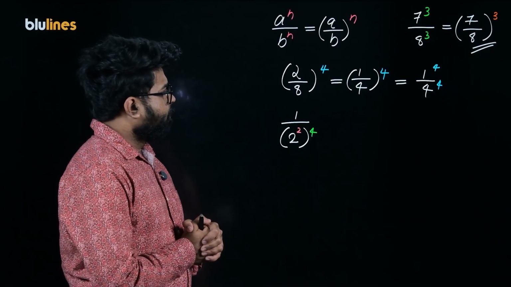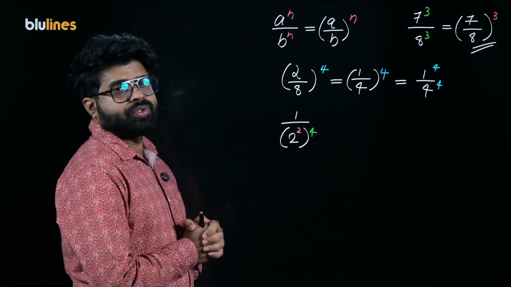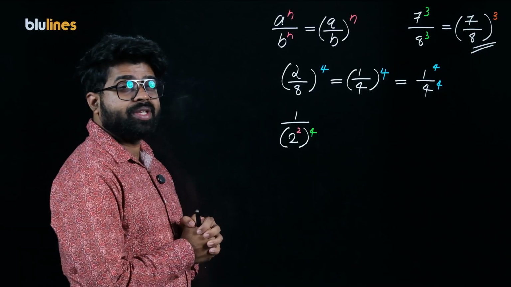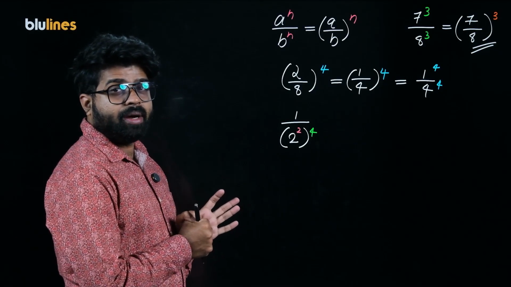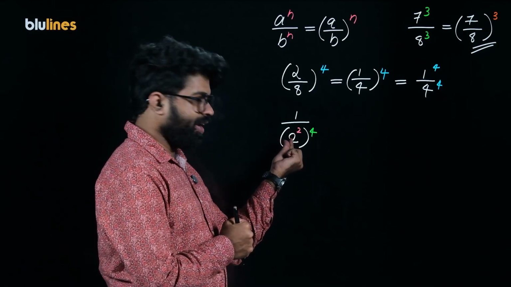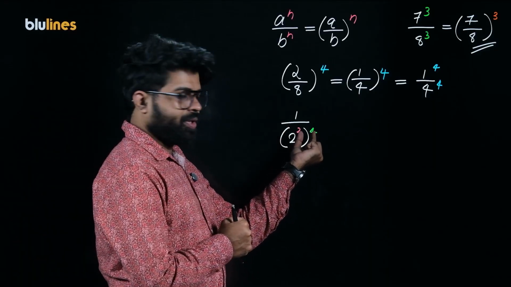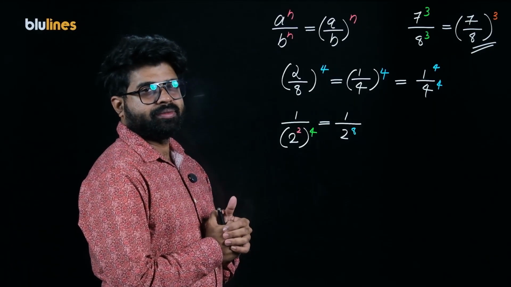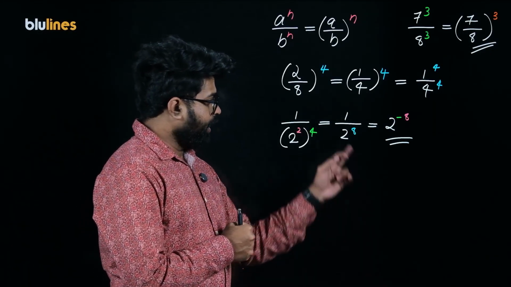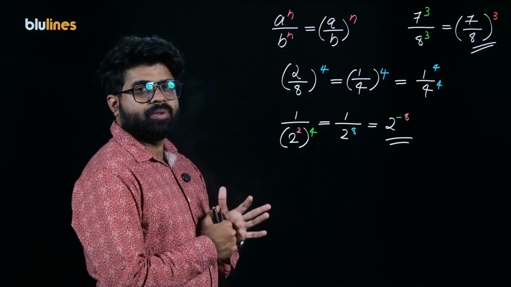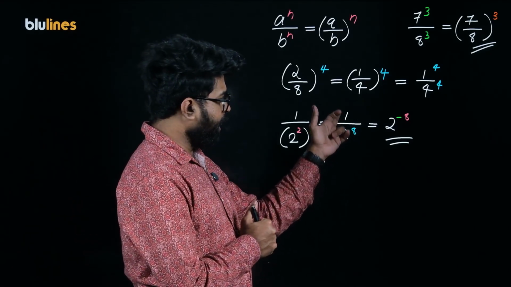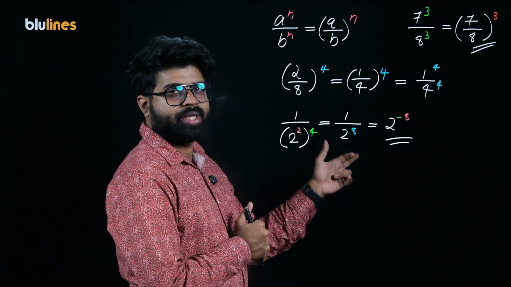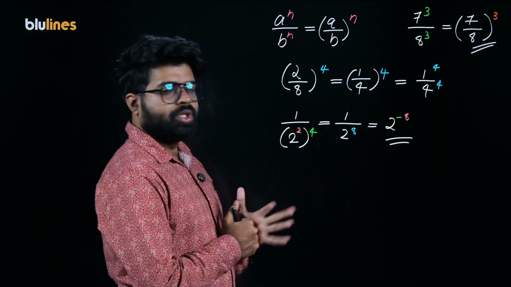Now next, 1 by 2 square the whole raised to 4. We have seen a result that a raised to m the whole raised to n is equal to a raised to m multiplied with n. You have a raised to m the whole raised to n, so you can multiply these two powers. So this is equal to 1 by 2 raised to 8. And you can also write 1 over 2 raised to 8 as 2 raised to minus 8, because this is of the form 2 raised to 0 upon 2 raised to 8, which is equal to 2 raised to 0 minus 8, and that is equal to 2 raised to minus 8.